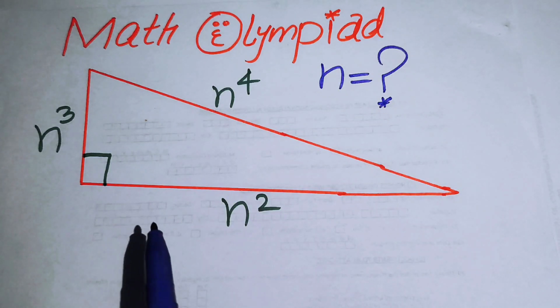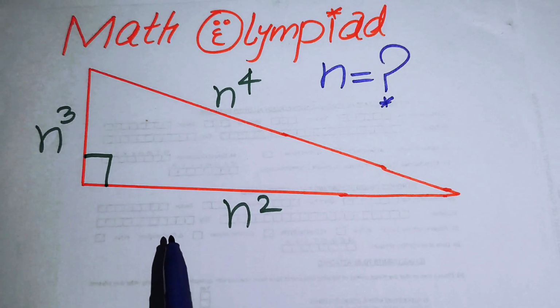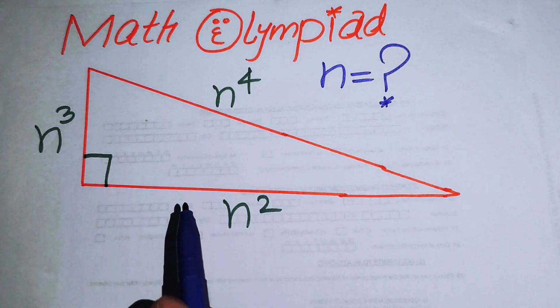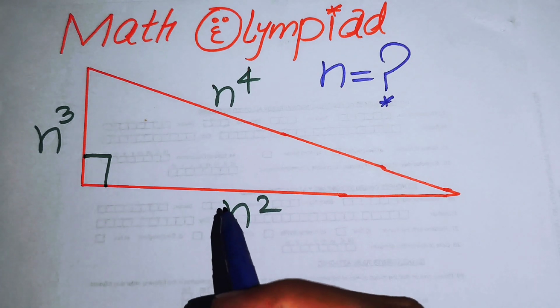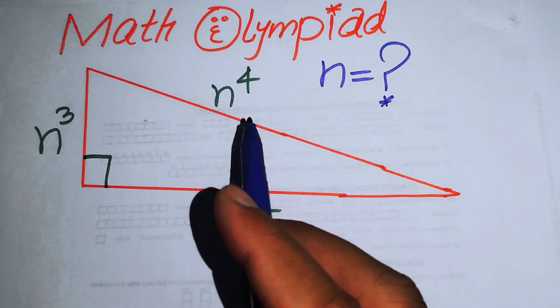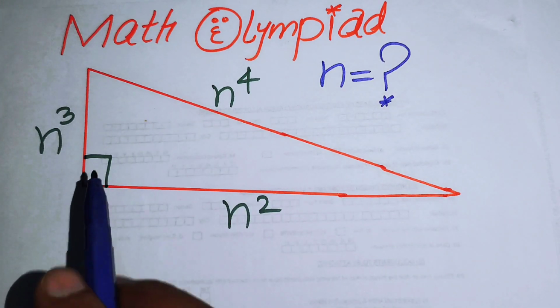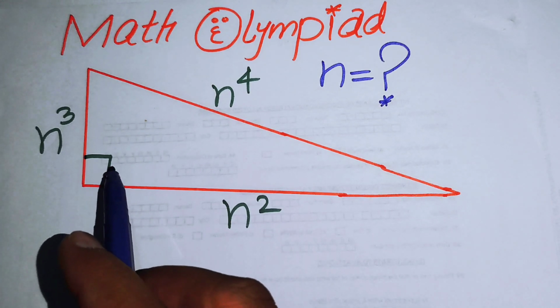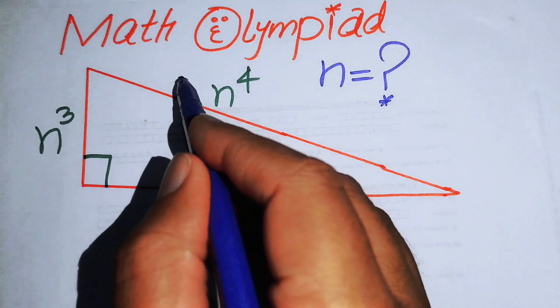In this video we are going to solve this nice math Olympiad geometric challenge. Here we have a right triangle whose sides are n squared, n to the power of 4 and n cubed. You know that the side opposite to the 90 degree angle is known as the hypotenuse.